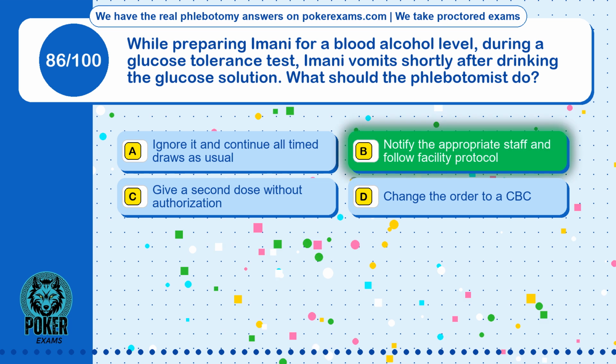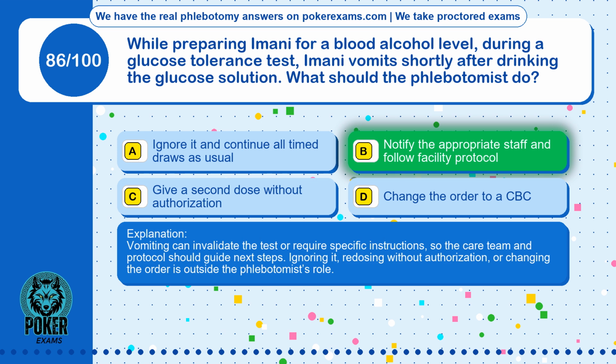The correct answer is option B. Notify the appropriate staff and follow facility protocol. Vomiting can invalidate the test or require specific instructions, so the care team and protocol should guide next steps. Ignoring it, reducing without authorization, or changing the order is outside the phlebotomist's role.